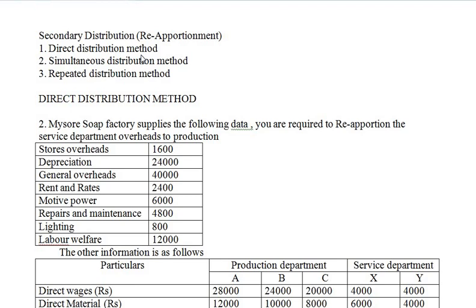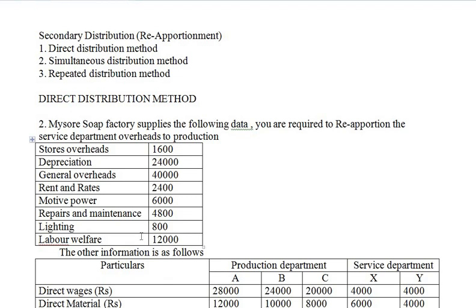Now we will see one of the problems on direct distribution method. I'll read out the problem first. Mysore soap factory supplies the following data. You are required to reapportion the service department overheads to production department. These are the overheads they have given: stores overheads, depreciation, general overheads, rent and rates, motive power, repairs and maintenance, lighting, labor welfare. So these all things they have given.